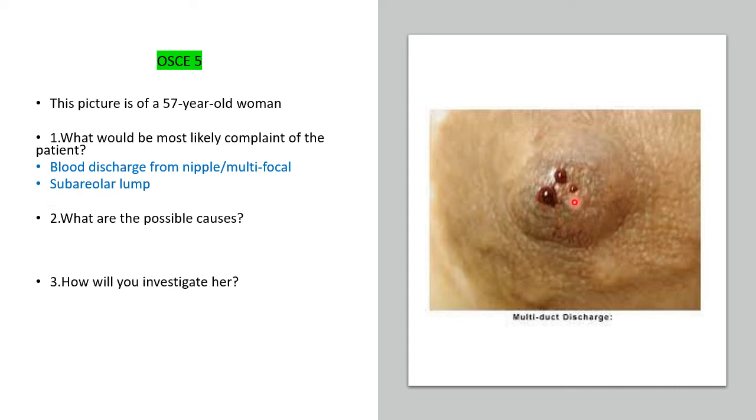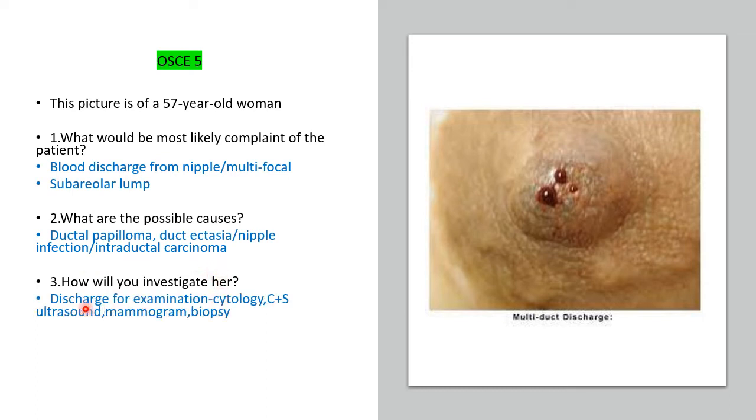What are the possible causes? Ductal papilloma, duct ectasia, nipple infection, and intraductal carcinoma. How will you investigate her? Send the discharge for cytological examination, do a culture and sensitivity, followed by an ultrasound, mammogram, and biopsy.